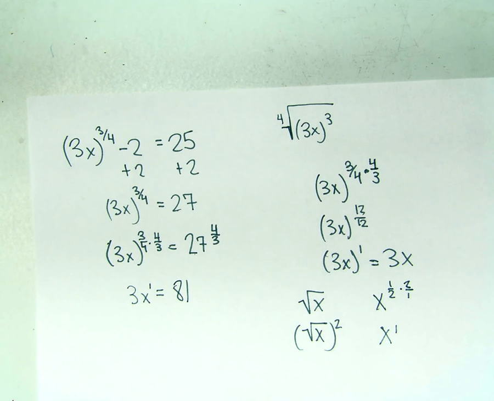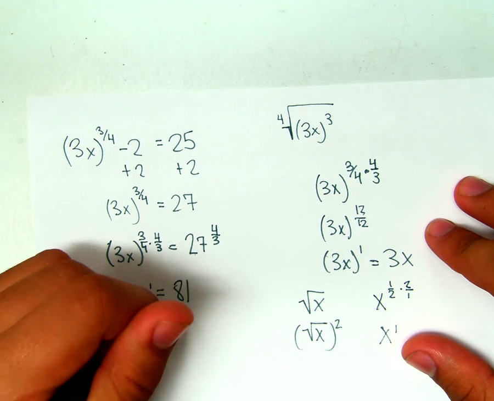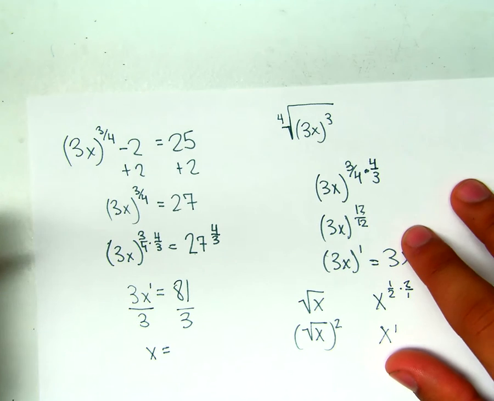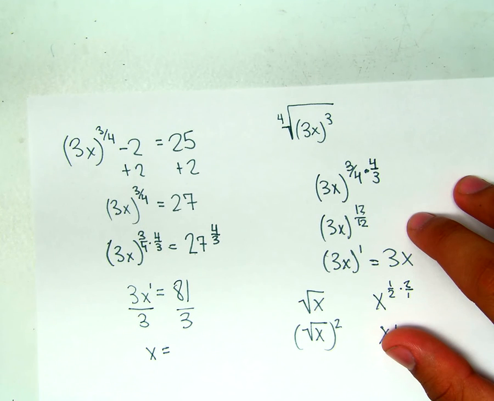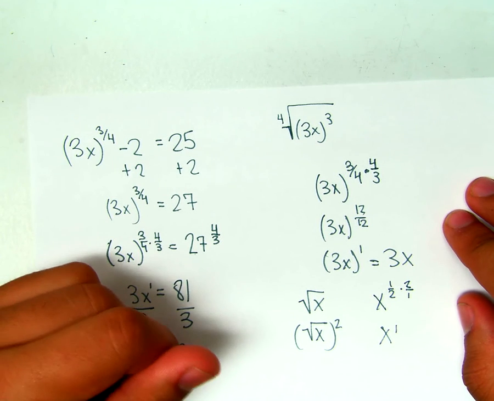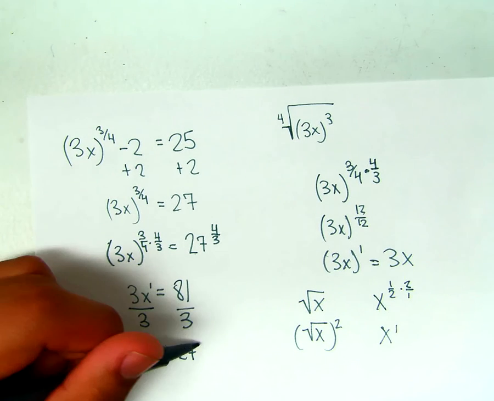Yeah, divide by 3. So you want to solve for x. We're on step 3. You want to solve for x. I apologize, that's the second to last step. And what's 81 divided by 3? 27. Okay, and so we found an answer.